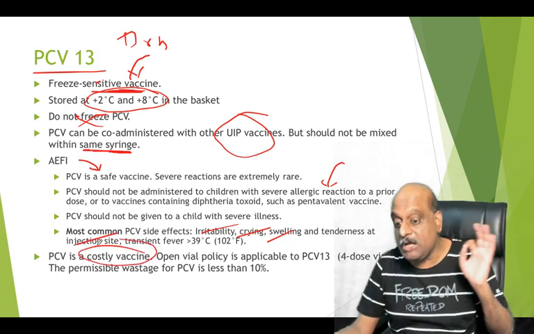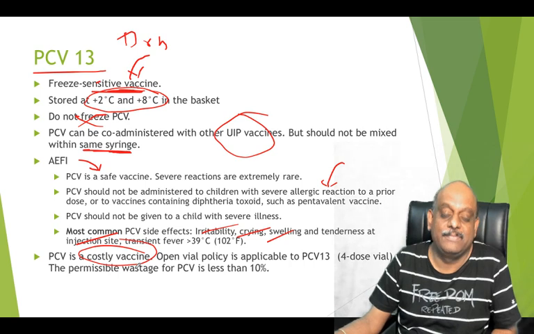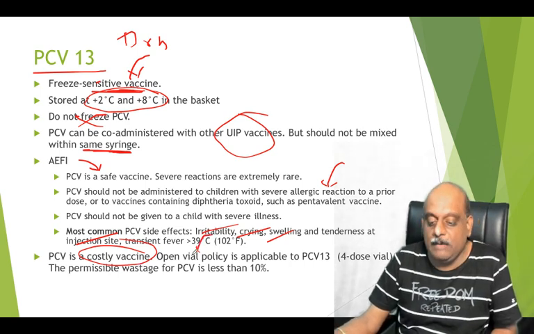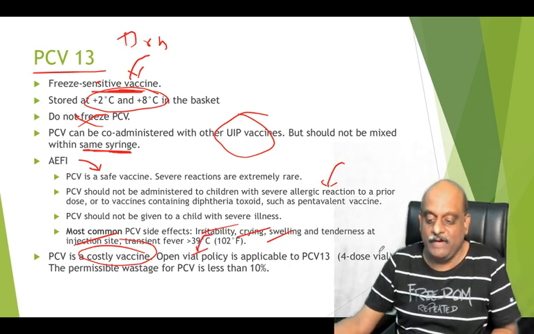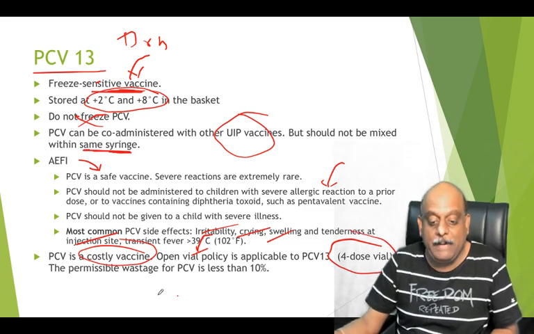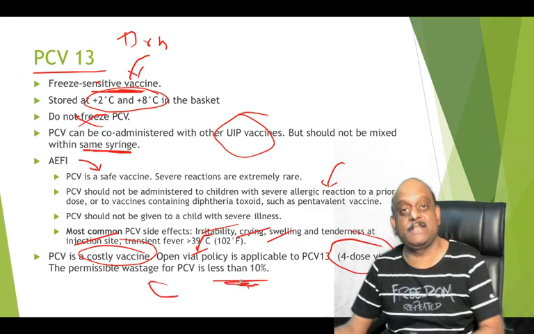But PCV is a costly vaccine. And the open vial policy is applicable, 4-dose vial. And the permissible wastage is less than 10%.